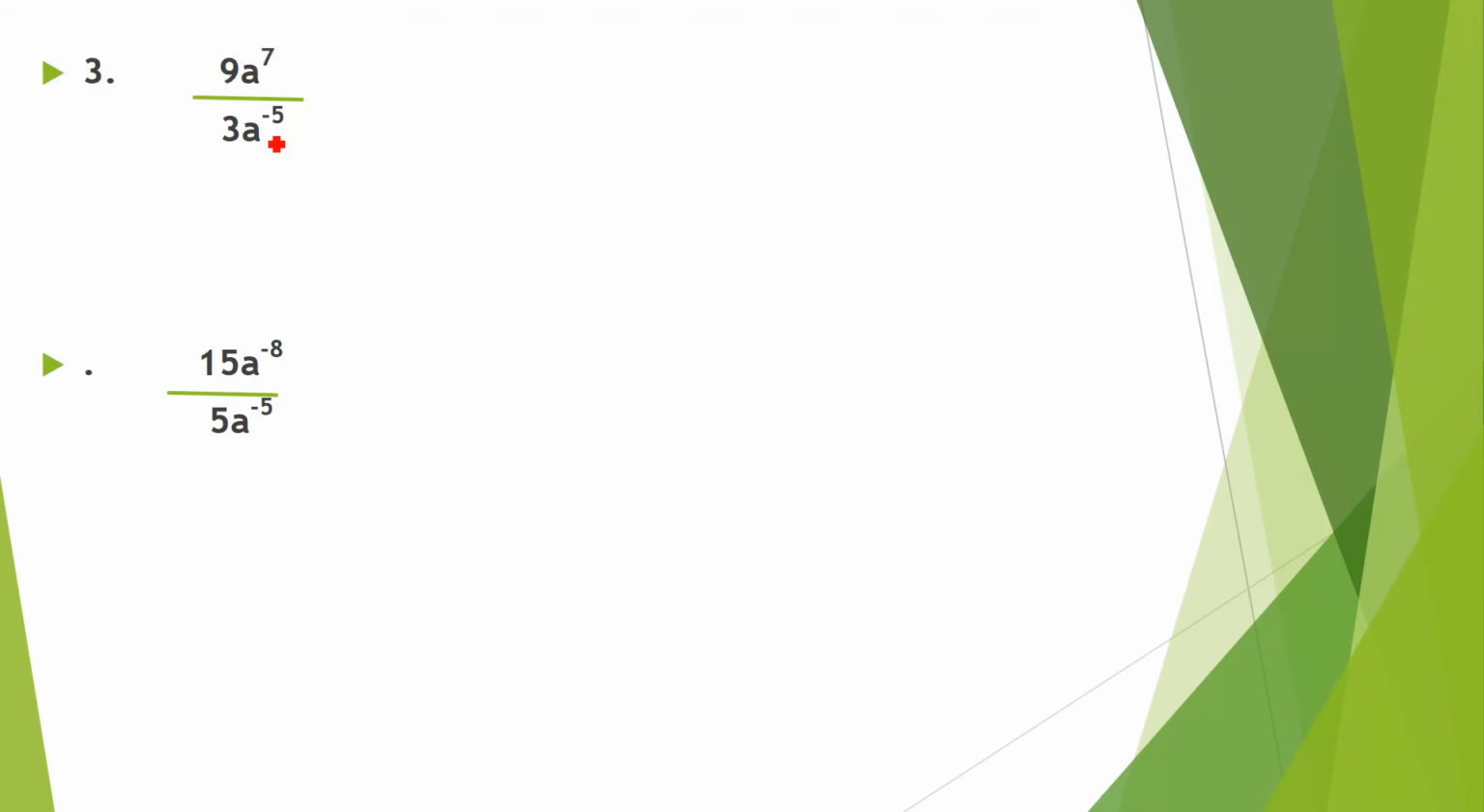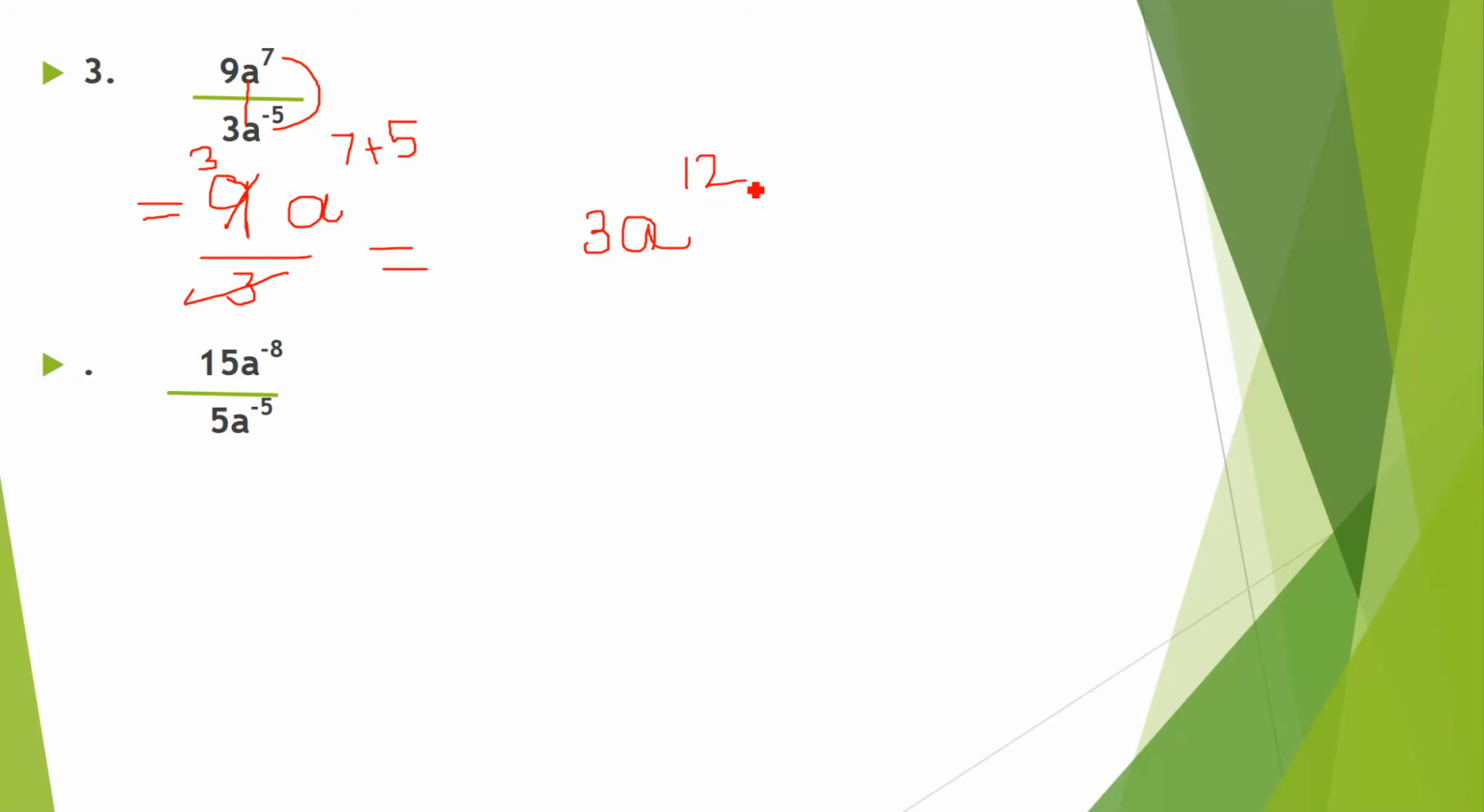Here is one more question. Now you can see in the denominator the base is the same, a, but here the power or exponent is negative 5. No problem. How do you solve it? See, 9a^7 divided by 3. The base is the same, so this exponent will come in the numerator, and the sign will change. It is positive 5 plus 7. Before it was negative 5, now it is positive 5, which is equal to 3 1 time 3, 3 times 9, 3a power 12.